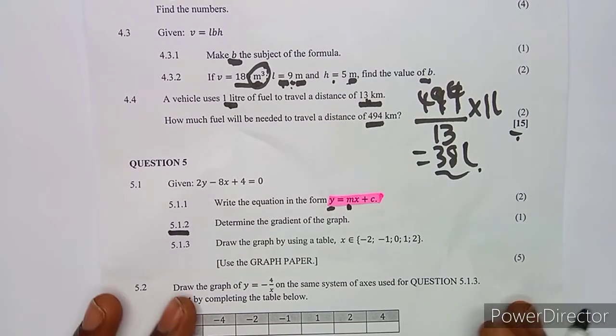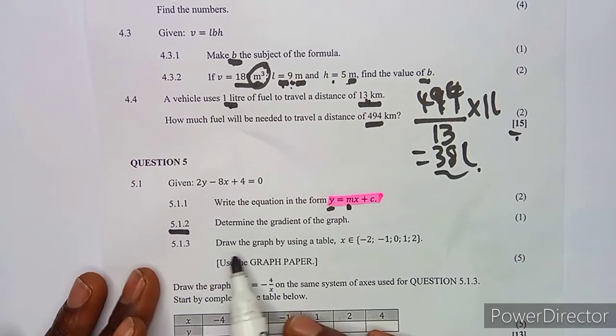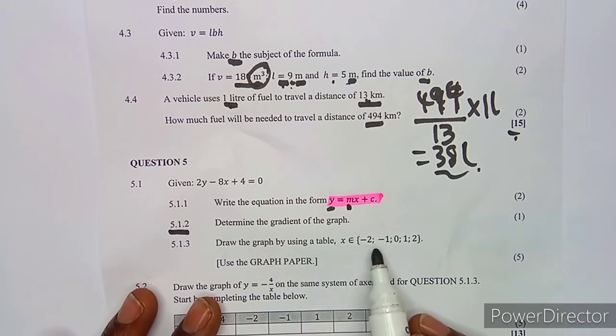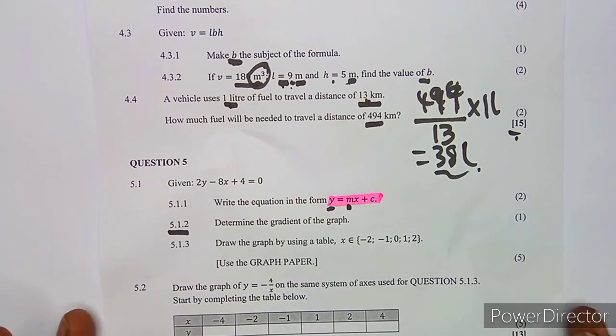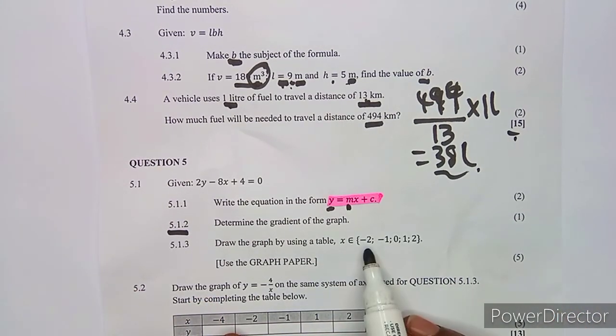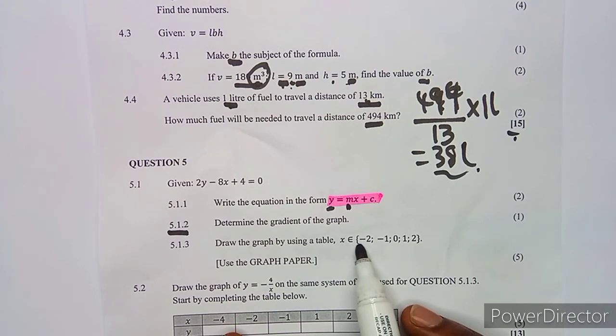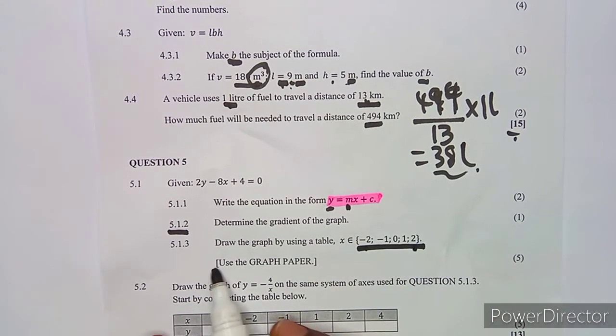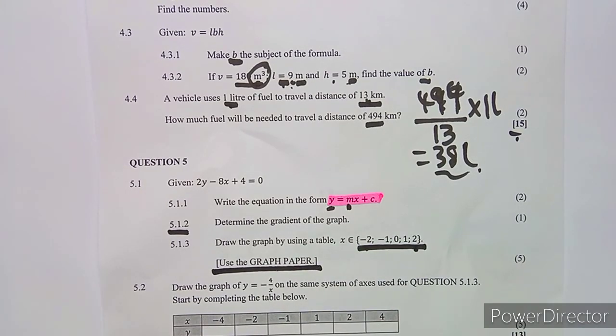Then on 5.13, draw the graph using a table. Okay, so there we are asked to use a table. So we are given the values of x that you're going to take from -2 up to 2. Then use the graph paper. That is what is important there on that part, that you're supposed to use a graph paper. All right, sorry for that.